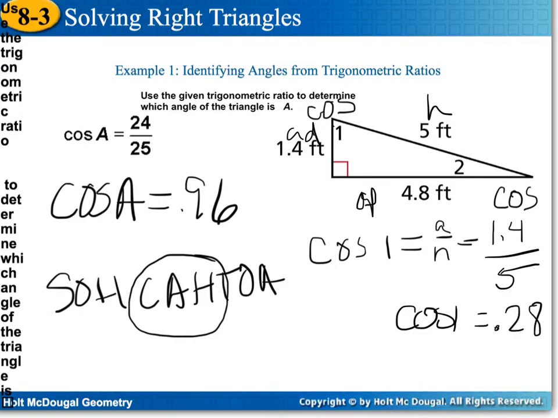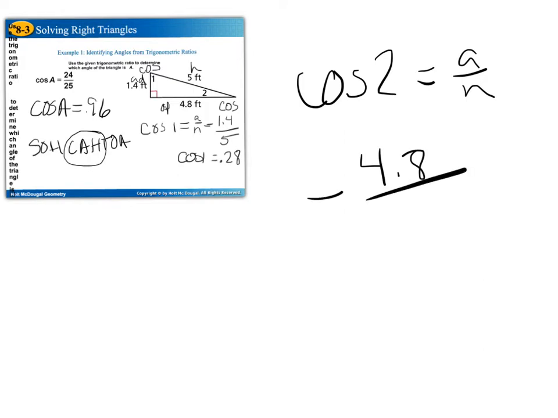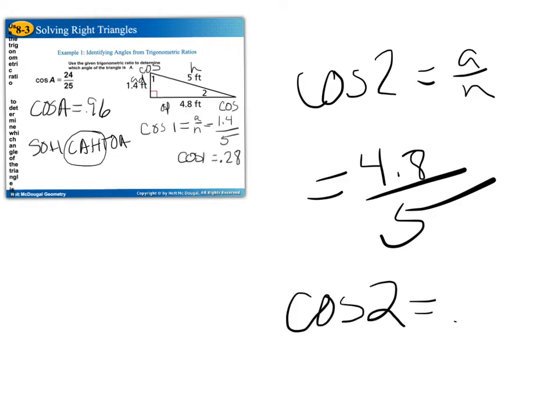So we can probably guess that angle 2 is what cosine of A is, but let's go ahead and check that to make sure we're doing it right. Cosine of 2 equals adjacent over hypotenuse. The adjacent is 4.8, and the hypotenuse is 5. 4.8 divided by 5 is, in fact, 0.96. So the cosine of 2 is 0.96. So that means A is angle 2.